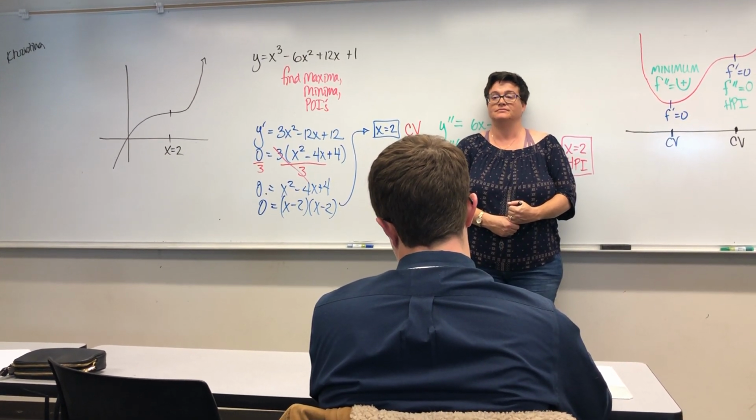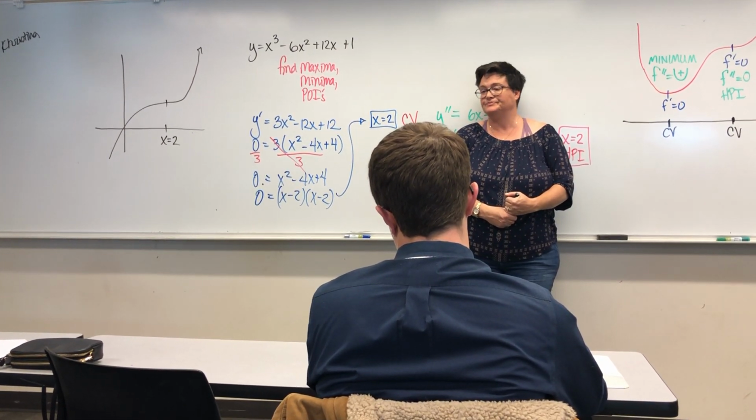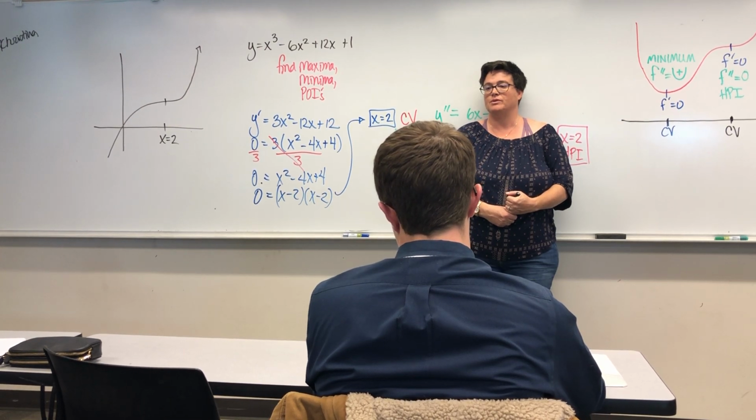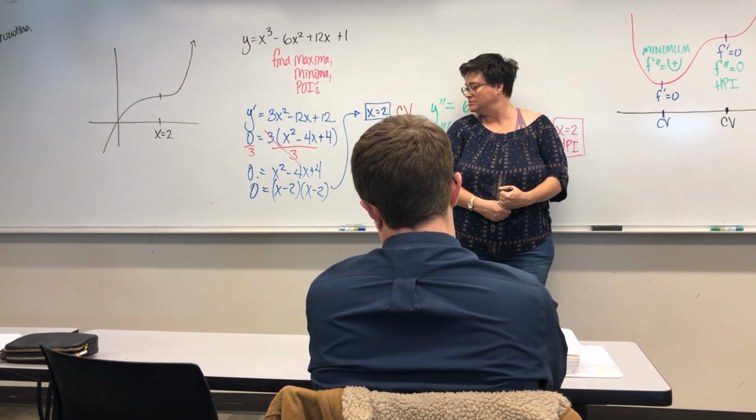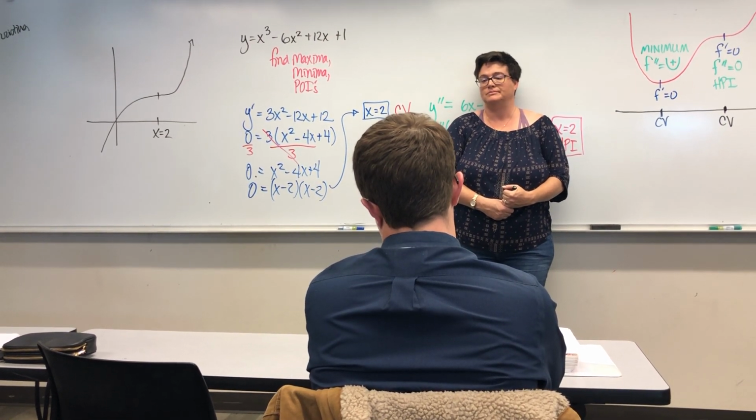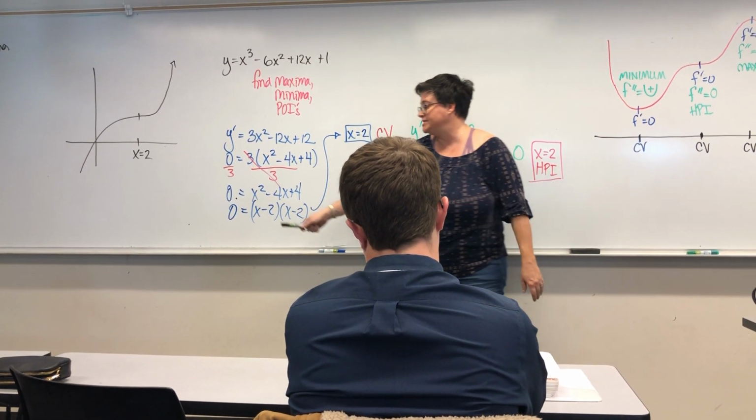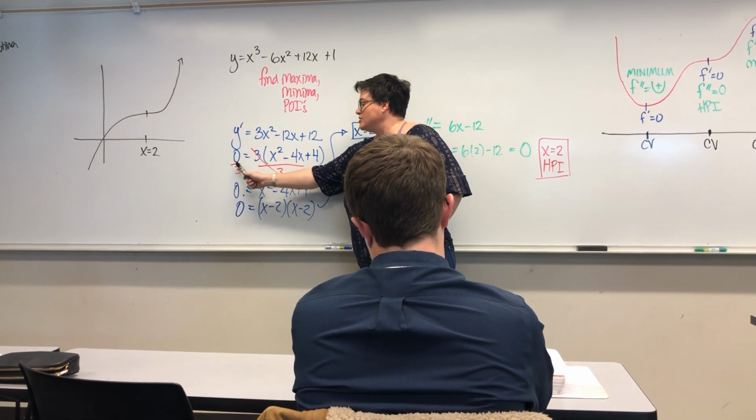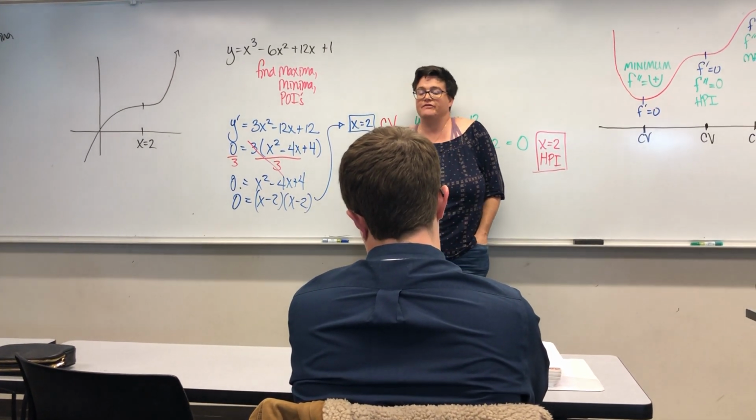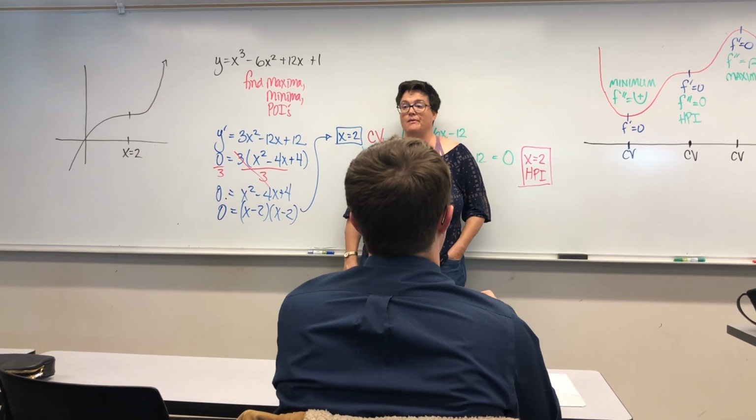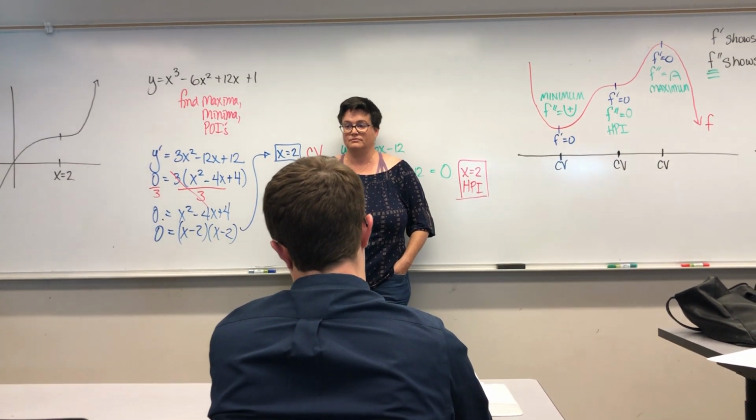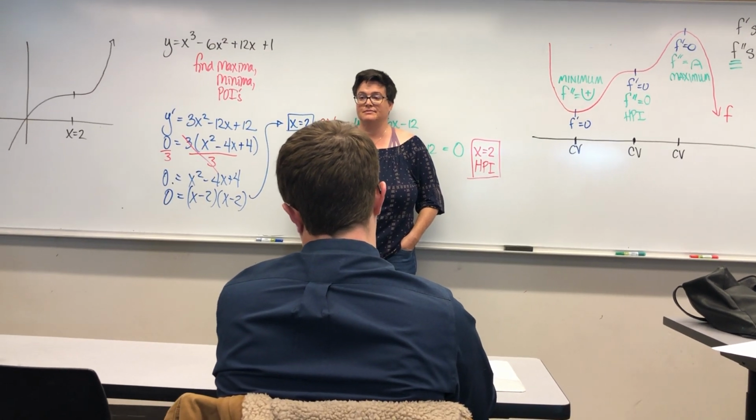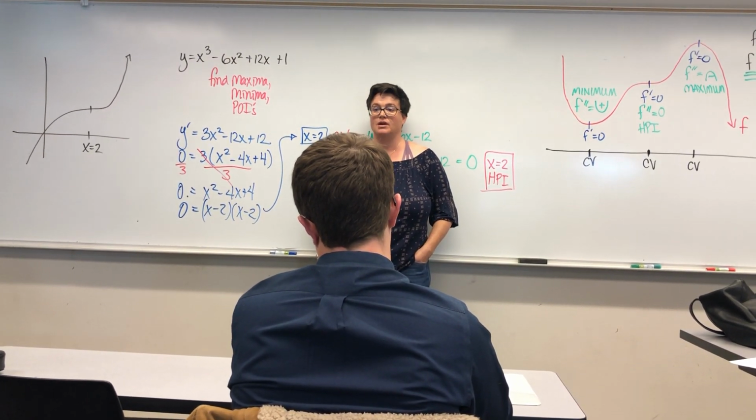Which one can you point out on the board? What do you mean, which one? 0 equals x minus 2. That is my slope, right? Slope is 0. I've assumed my slope is 0, because that's where you find critical values, is where the slope is 0. So f prime is 0. I solve for my x's. And in this case, I only get 1.